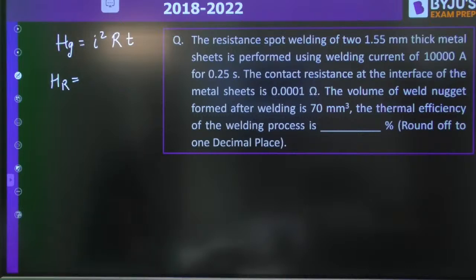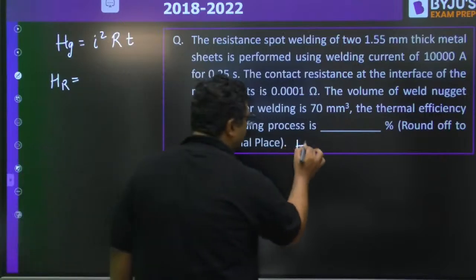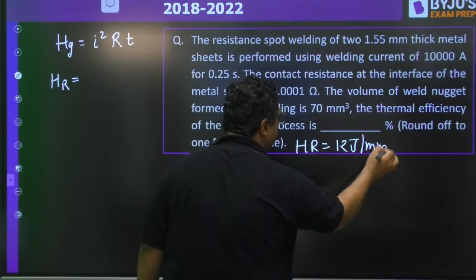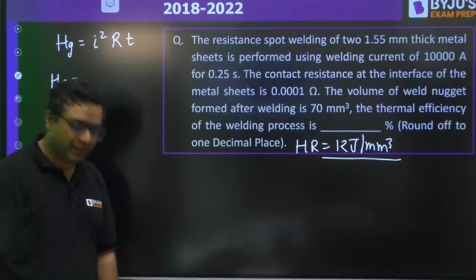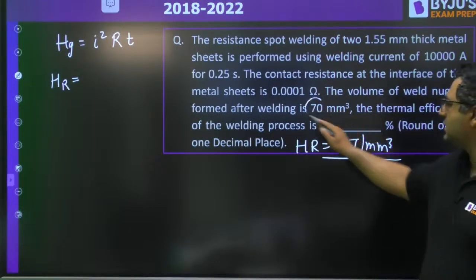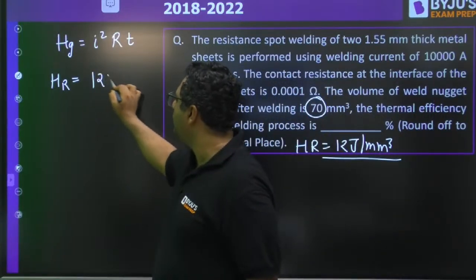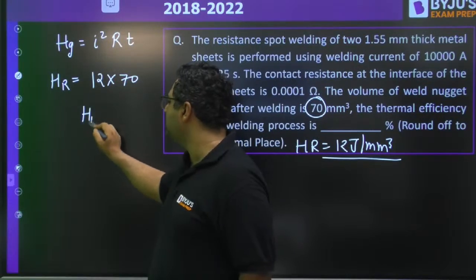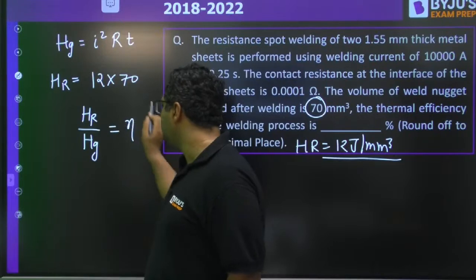Let me see, something is missing, I feel. Okay, it is mentioned that heat required is 12 joule per mm cube, because without this we cannot solve the question. This is mentioned in the statement, but by mistake it is missing. Now I feel you can solve it. Now you know heat required is this into this. Very easy. 12 joule per mm cube into 70 mm cube. So you just need to find the efficiency, that is heat required by heat generation. That will be the efficiency.